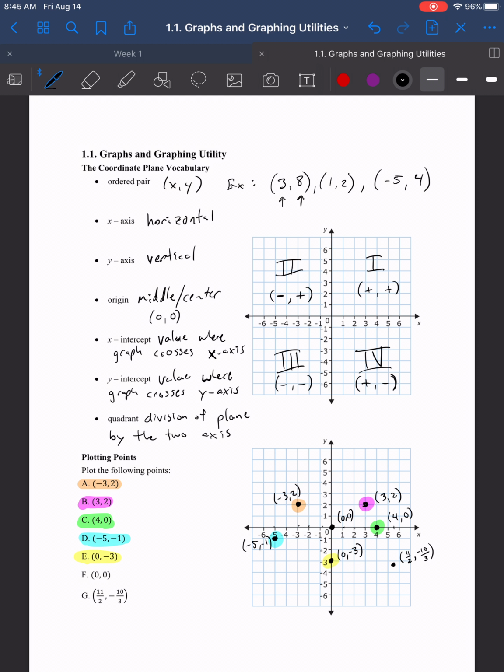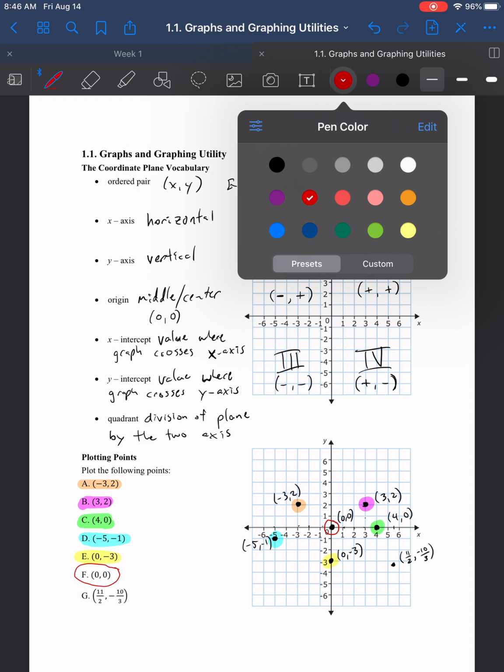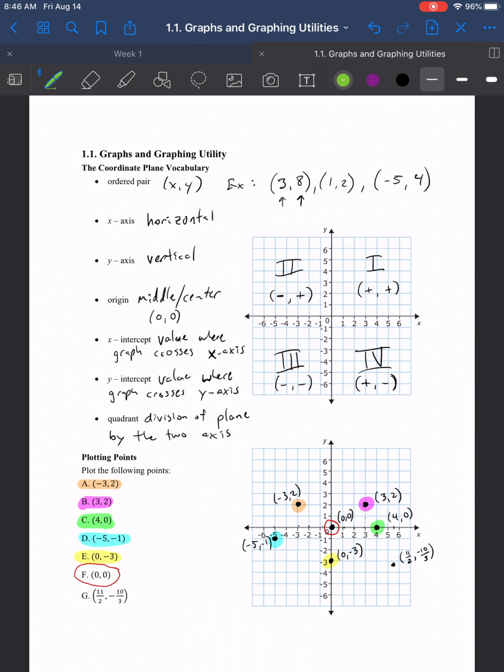And so let's go with 0, 0, that's the origin. We talked about that one, that's that right there. So I'll just circle it in red. And then lastly, we've got the point 11/2 and -10/3. So we don't have to be exactly at integer values.